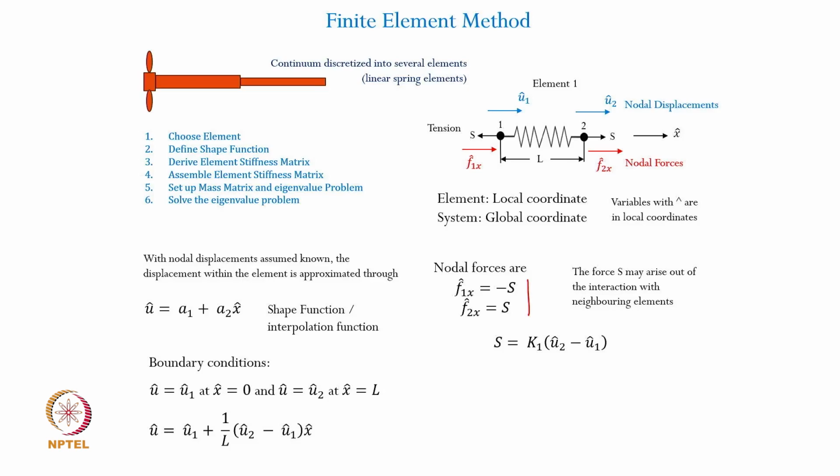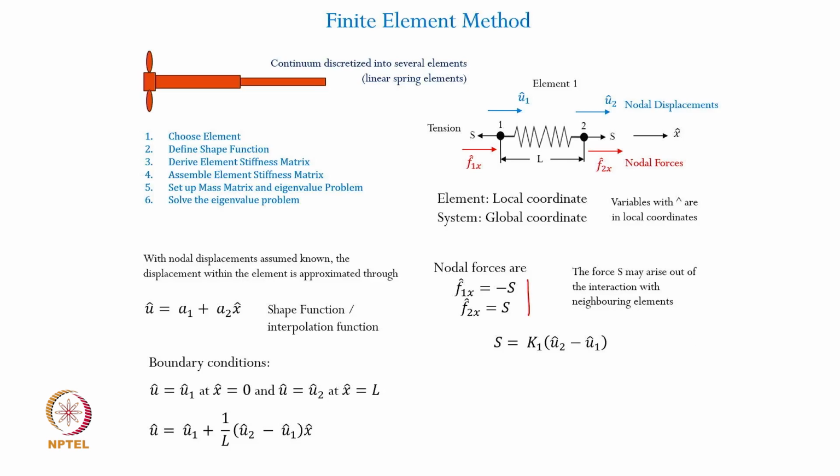Now, we have assumed this to be a linear spring element, then the tension S is going to be equal to K1 times the net stretch in the element. The net stretch in the element is going to be the net deformation or stretch in the spring, which is going to be U2 cap minus U1 cap. And once this is done, you can now express or replace S in the expressions for the nodal forces, so that you can relate the nodal forces to the nodal displacements.